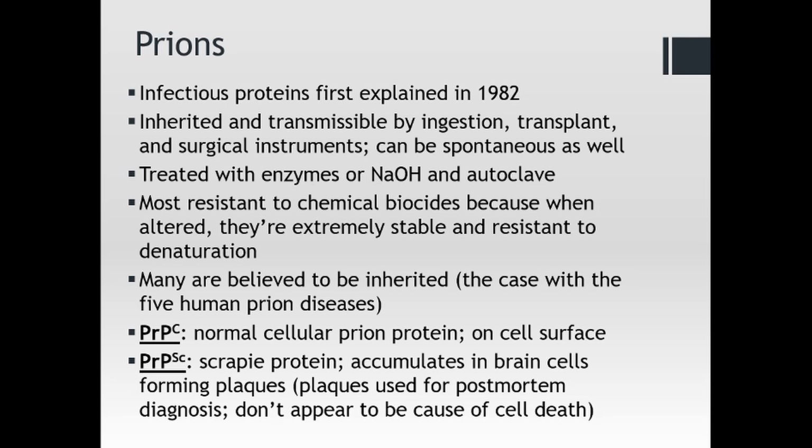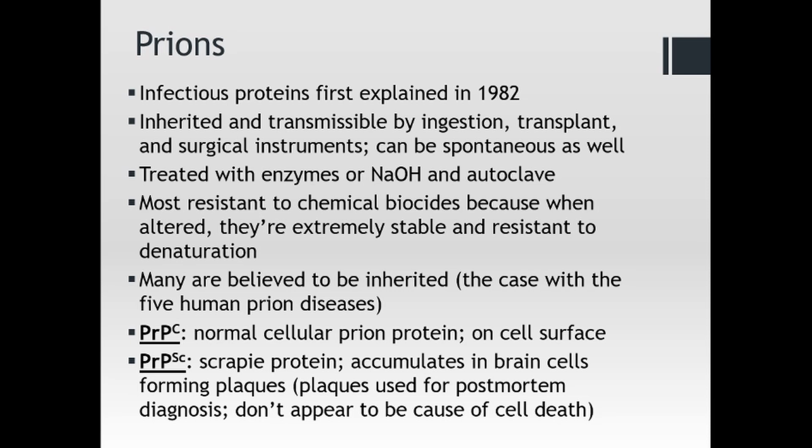Can we treat prion diseases? We can. It's not very successful, but we can treat them with enzymes or NaOH, which is sodium hydroxide, a very concentrated base, in an autoclave. They're resistant to biocides, they're extremely stable, they're resistant to denaturation or the changing in their shape, so they stay in that infectious protein configuration and they remain that way.